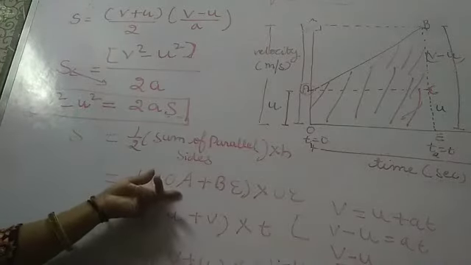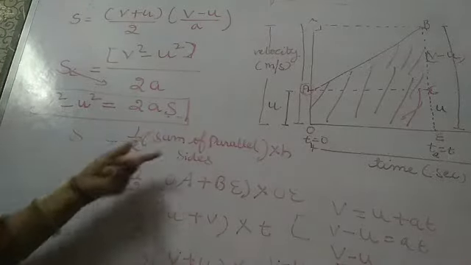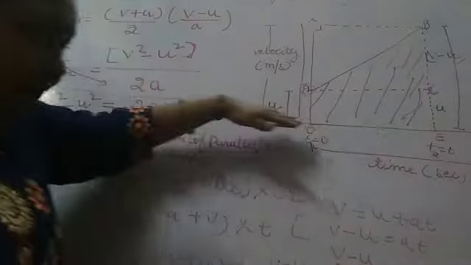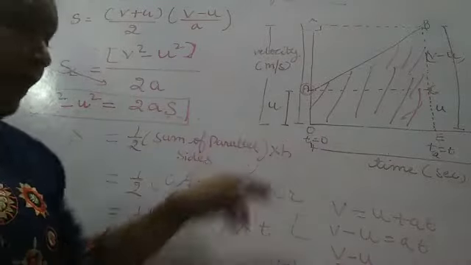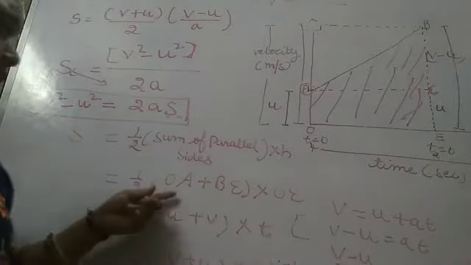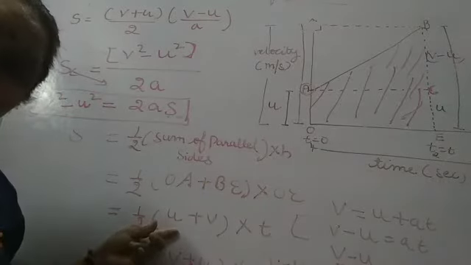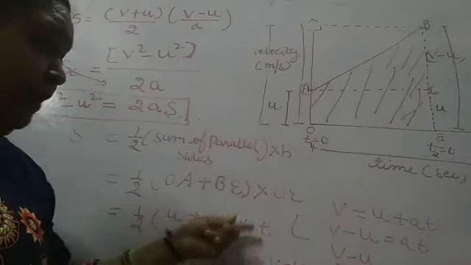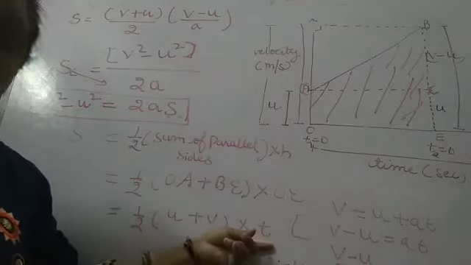Then I have put the value half. What are the parallel sides? This OA and BE are the parallel sides. And this one, OE, is the altitude. Okay. Then I have written this. In place of OA, it will come U. In place of BE, it will come V. And OE is equivalent to T.